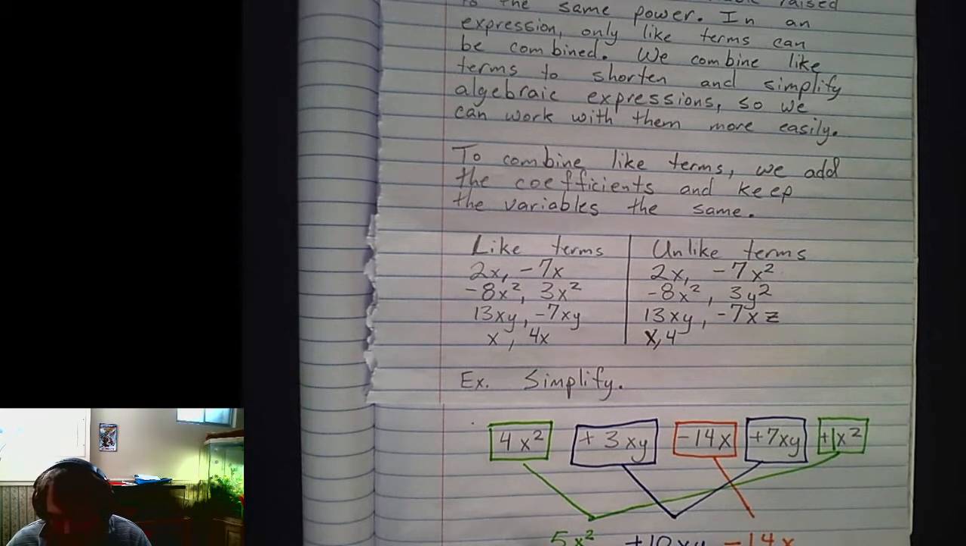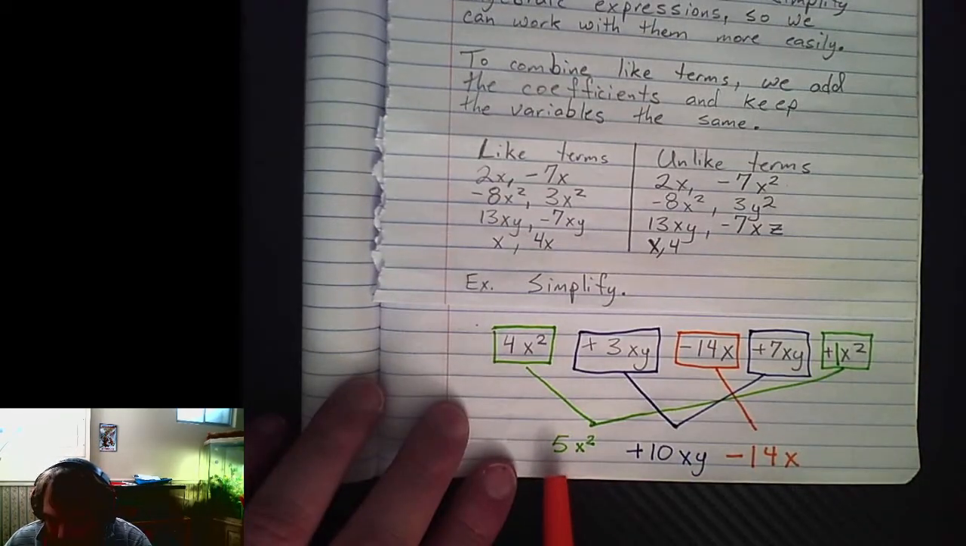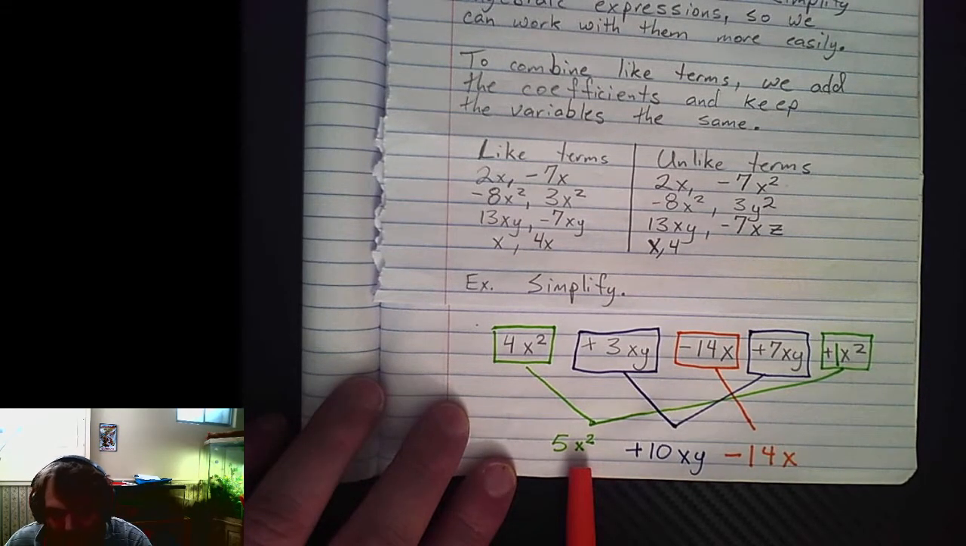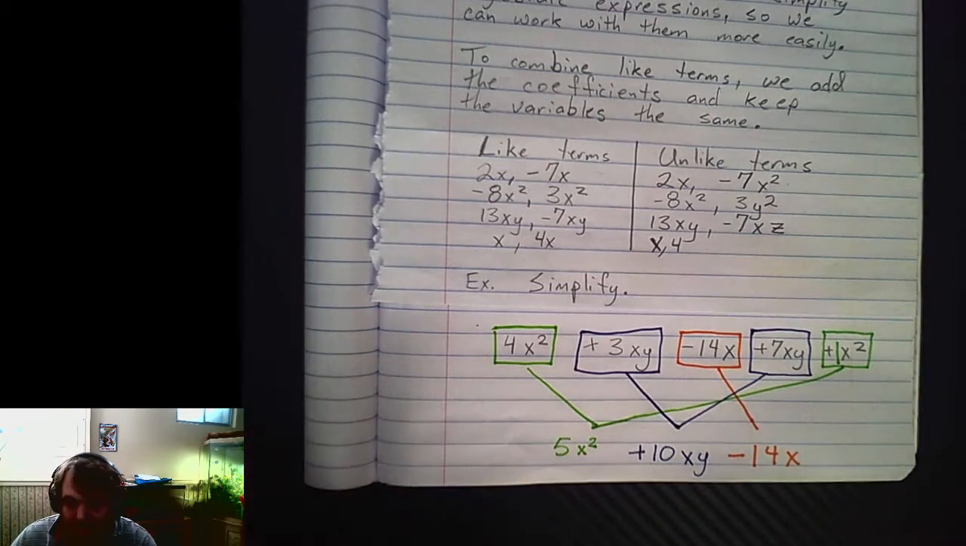We would read that as 5x squared plus 10xy minus 14x. And that is your notes on combining like terms.